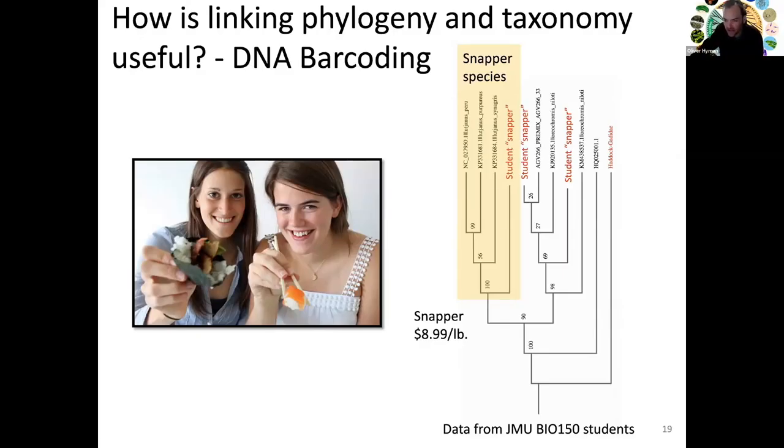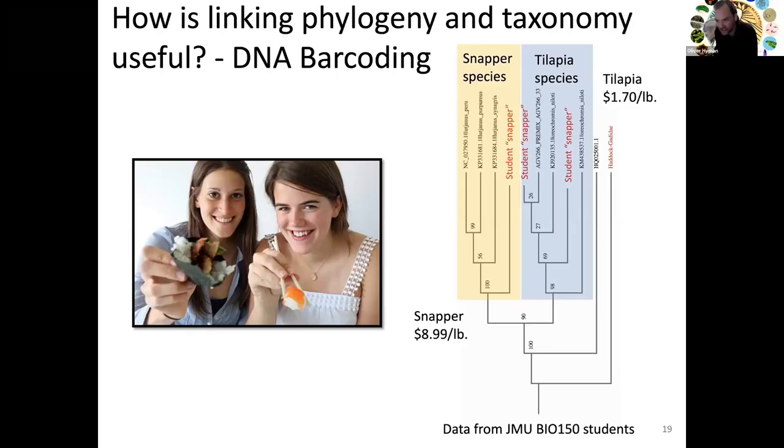The other samples that they had, however, came out in a clade or a monophyletic group associated with, these are all species of tilapia, which is a much cheaper fish. So even though it was sold as red snapper, it actually turned out to be a different fish species. And so here you have an example of combining taxonomic knowledge with these phylogenetic trees to get the actual identity of different fish samples that have been collected around town.